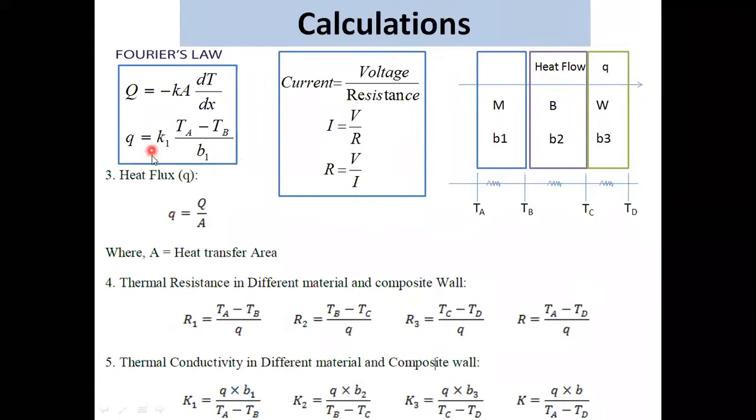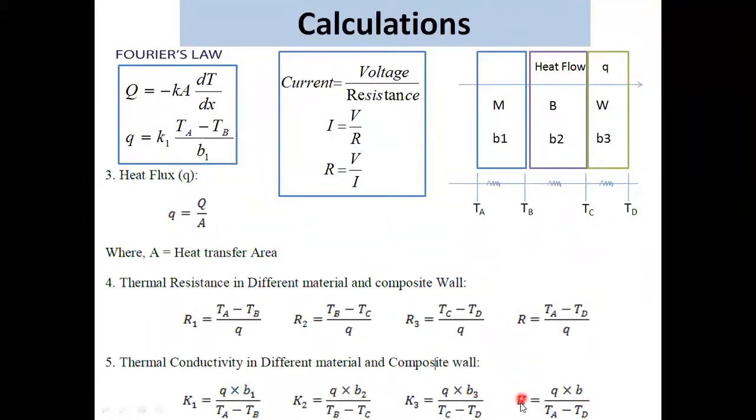So from this equation, you can calculate the conductivity for all the three materials. So conductivity K is equal to Q into B divided by the temperature difference, TA minus TB. So similarly for bakelite also, you can calculate Q into B2, that is the thickness for bakelite, and the temperature gradient across the bakelite. For wood, you have to enter here the thickness for the wood slab and the temperature gradient across the wood.